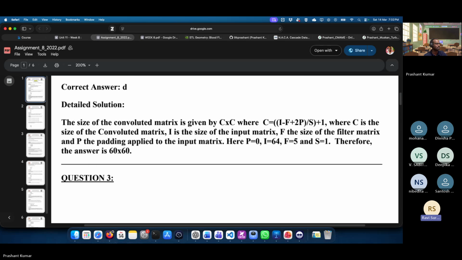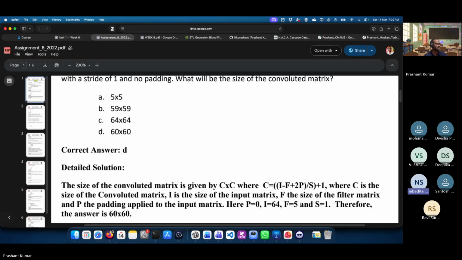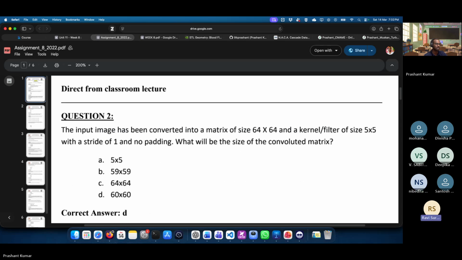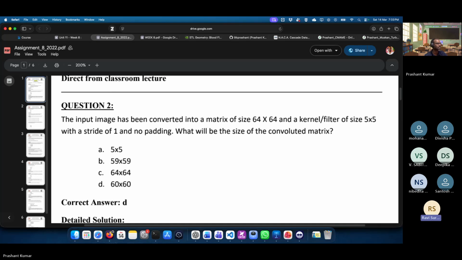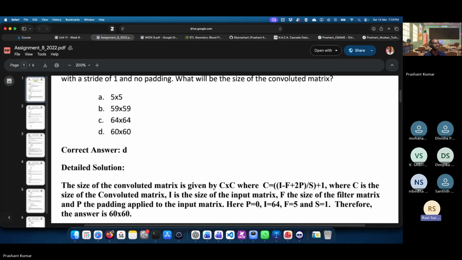So is that the formula, 64 minus 5 plus 1 divided by 1? No, it's 64 minus 5 divided by stride, this whole plus 1. Okay, it's good you have clarified. Yes, this is the formula. P is for the padding, so there is no padding, which means P is 0.